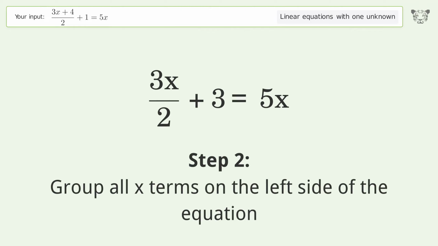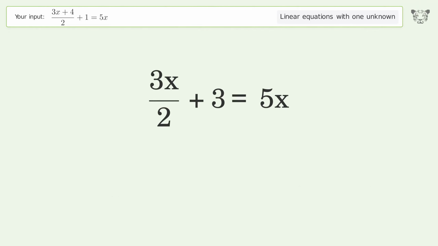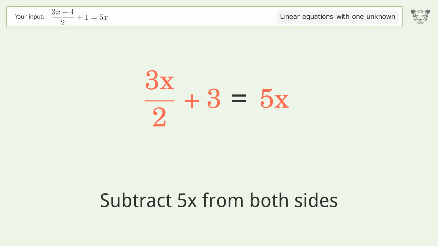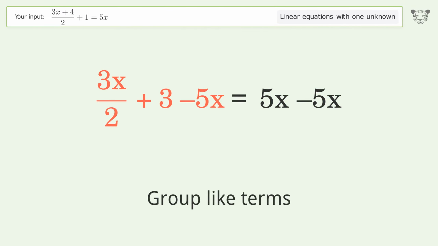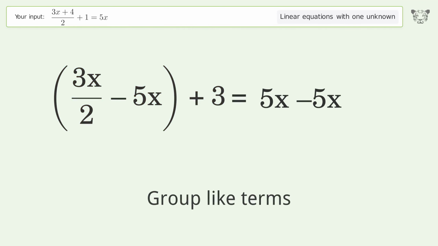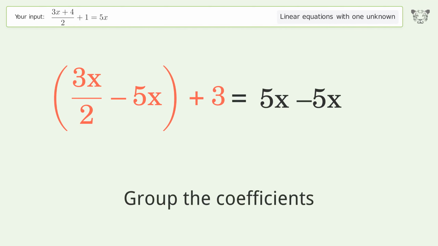Group all x terms on the left side of the equation. Subtract 5x from both sides. Group like terms. Group the coefficients.